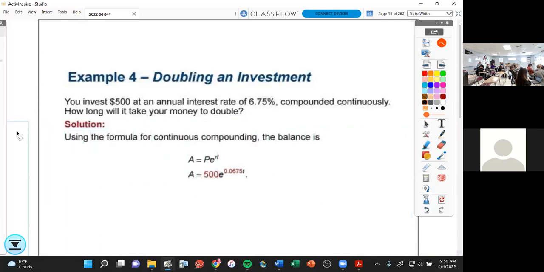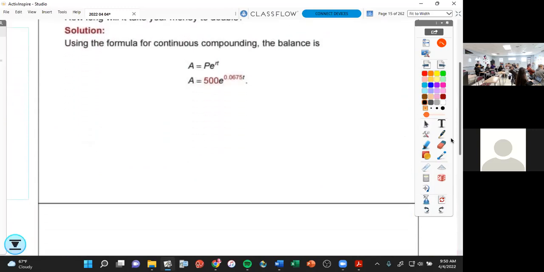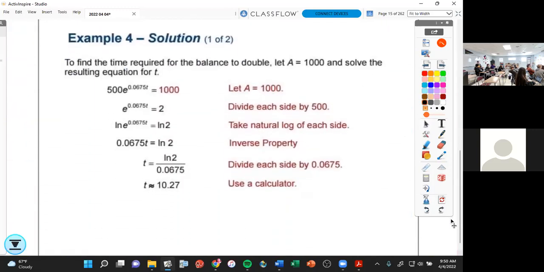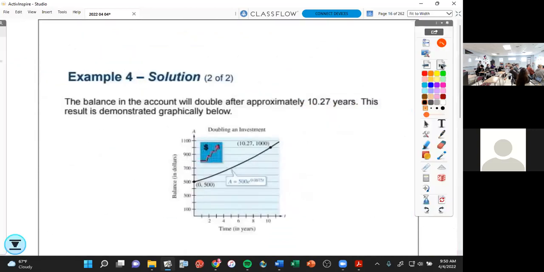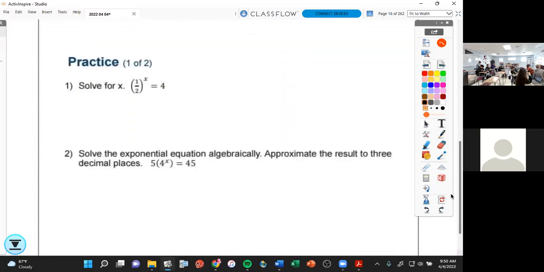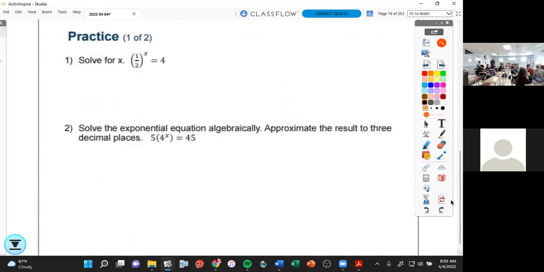Okay, there's the equation. There's the work. That's my favorite step. Using calculator. Here's the graph of what it looks like. And that's it for 5-4.